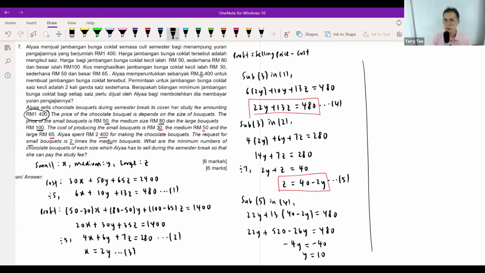With that, we just have to substitute inside equation number 5 to find z and equation number 3 to find x. I find z first. z would be 40 minus 2 times 10. My z is 20. I substitute inside equation number 3. My x will be 2 times 10. The answer is 20. So the minimum number of bouquets for small should be 20, medium should be 10, and large should be 20.